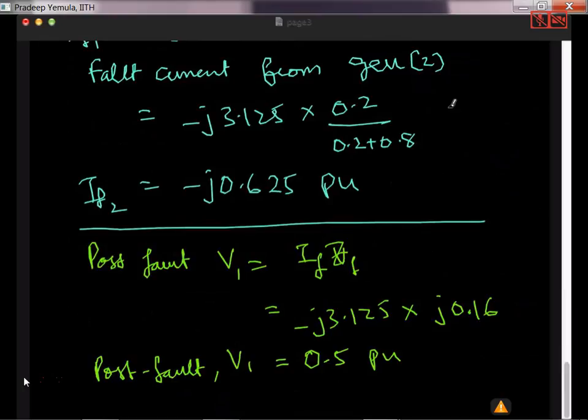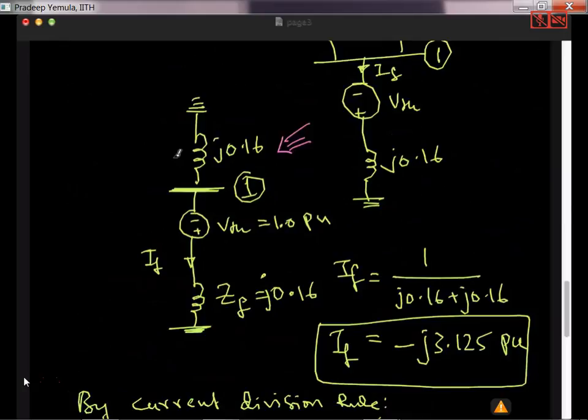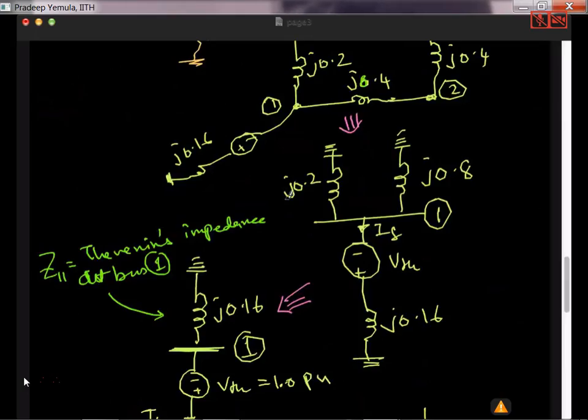So before we continue, let me just write one thing here. This one is the Thevenin's impedance at bus 1. So 0.16 was the Thevenin's impedance at bus 1. We did this after some calculation. We had to do so many circuit calculations. Finally, we found that.